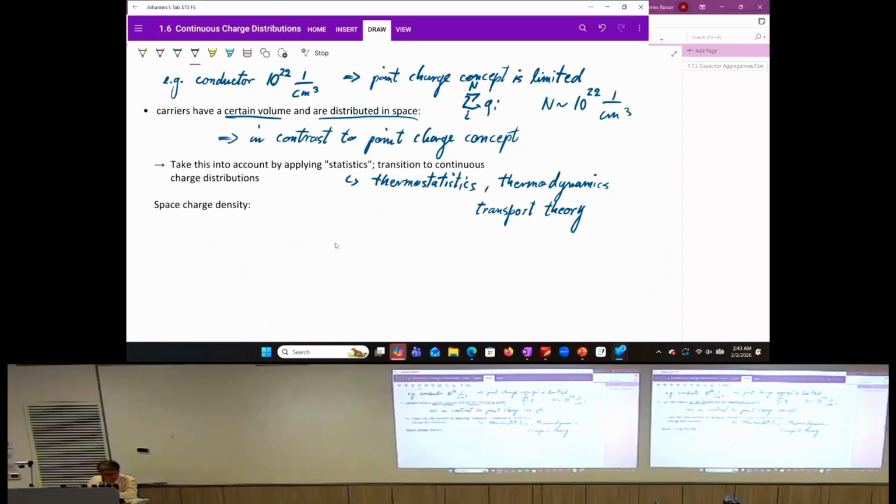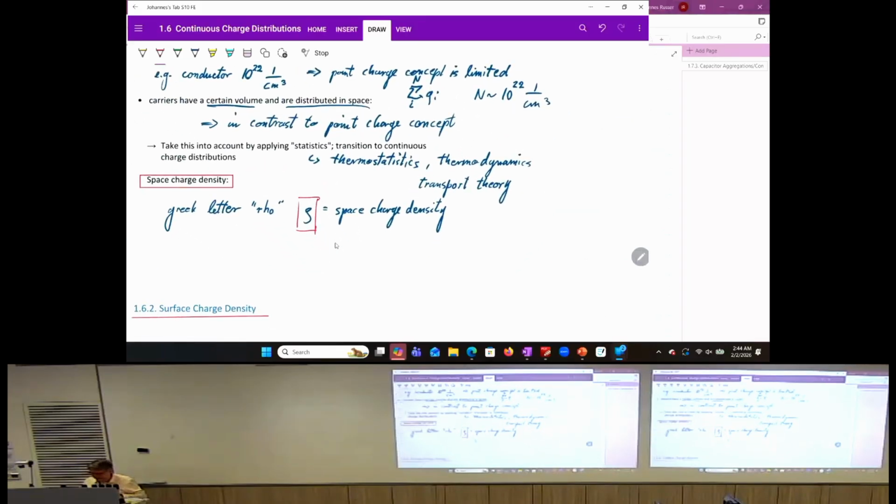And for that reason, we introduce here the space charge density, and we denote it with the Greek letter rho. You can think of that in analogy, a little bit like a mass density. I mean, it's not a mass density, but you know densities from mass densities. There you give, for example, a mass per volume.